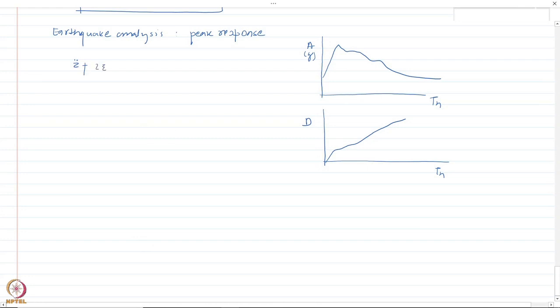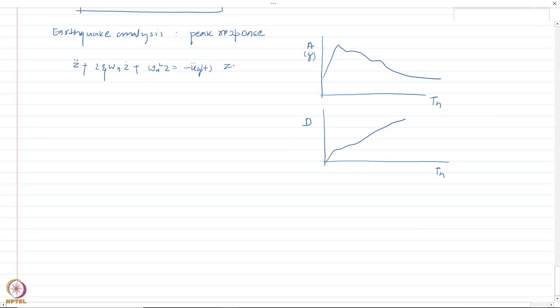z double dot plus 2 zeta omega n z dot plus omega n square z, and this is equal to minus ug double dot of t. So the response spectra basically corresponds to this equation here, and the same for the deformation.